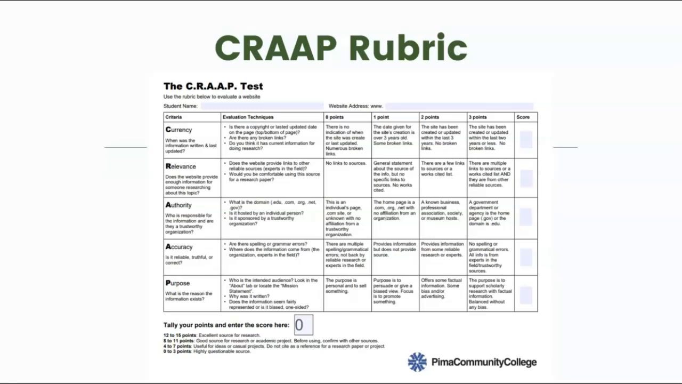There are various CRAP test checklists and rubrics available online. Using one of these can be helpful to you while you're evaluating a resource. This one is nice because it automatically tallies points for each criteria of the CRAP test and helps you to decide whether a resource is suitable or questionable. There will be a link to this at the end of the slideshow.